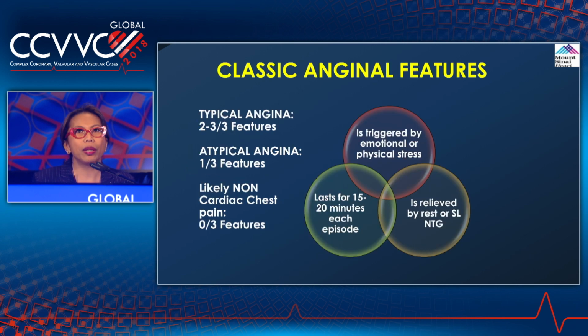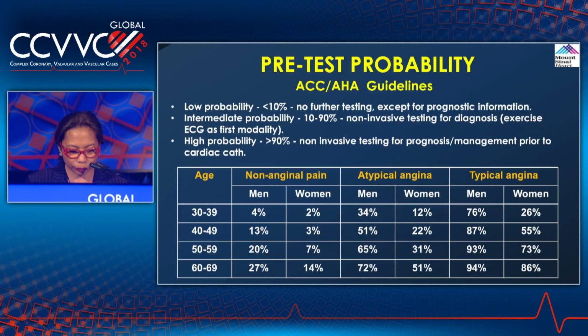So what do we mean when we say classical anginal features? You should ask mainly 3 questions. Is this triggered by emotional or physical stress? Does it last for 15 to 20 minutes? Is it relieved by rest or sublingual nitro? If you were able to say yes to 2 or 3 of these 3 questions, then you have typical angina. You will say you have atypical angina if you only said yes to 1 of these 3, and it's non-cardiac if you said no to all of these 3.